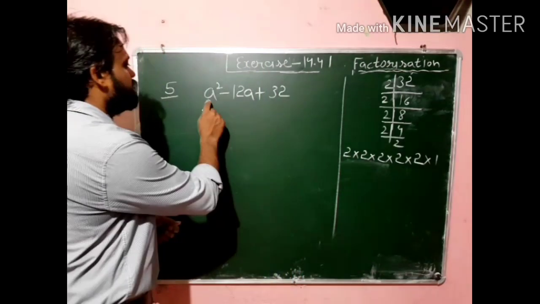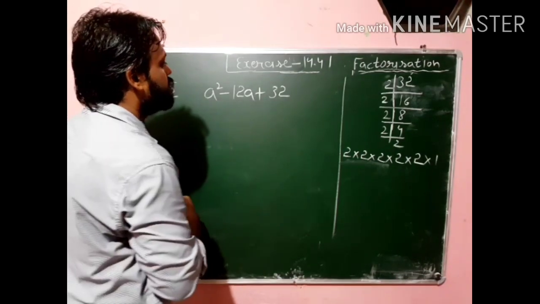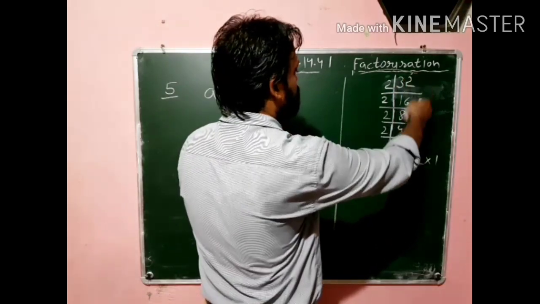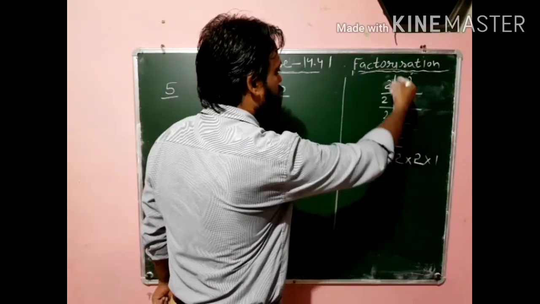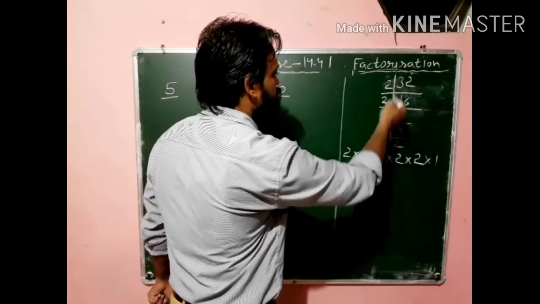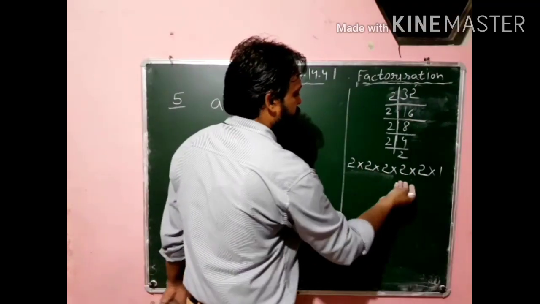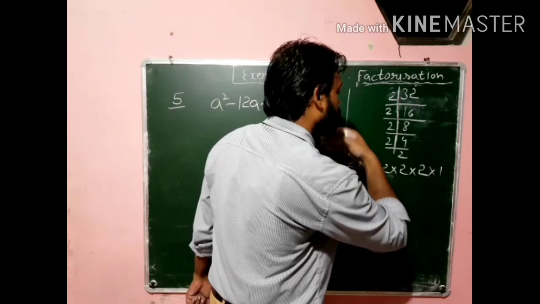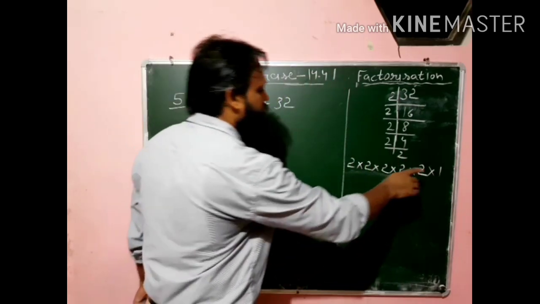You can see here a square minus 12a plus 32 is given to us. Now I already made the factors by doing the prime factorization. We know how we can solve this factorization. So I got these 5 factors, and I also wrote 1 here because I already explained that 1 is a factor of all the terms. So you can write down 1 here also.